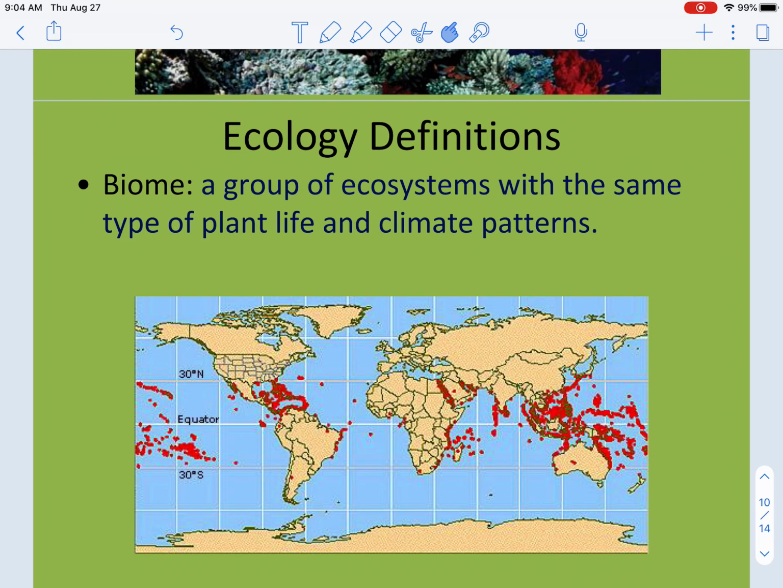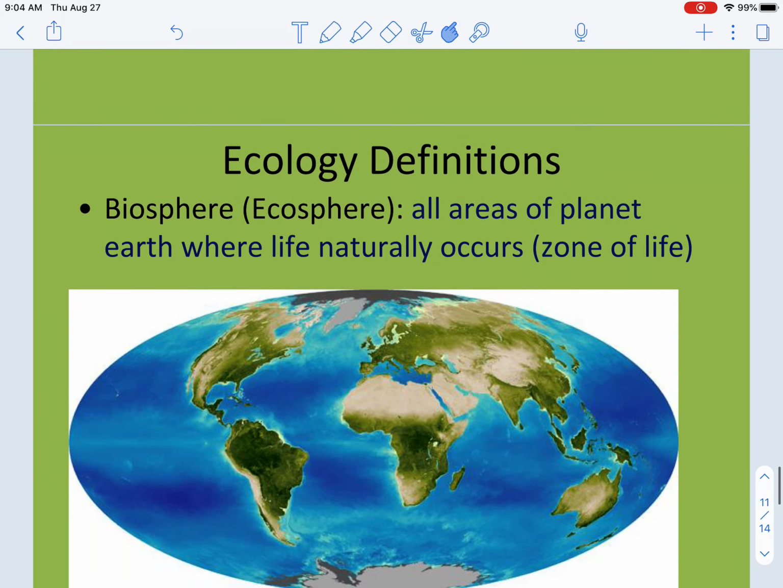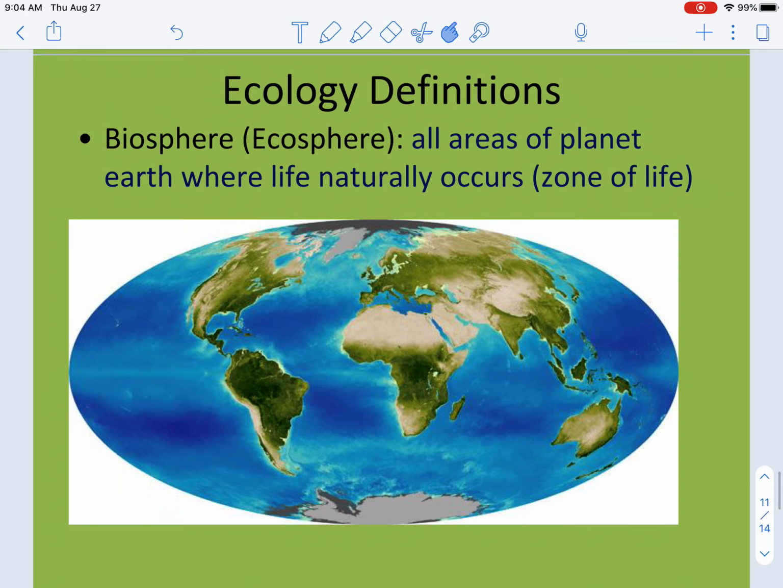So those are biomes. Lastly, we've got all areas of planet Earth where life happens, the zone of life, and that's the ecosphere or the biosphere. So if you think about those words, ecosphere, biosphere, they have that sphere. Sphere is a circle, okay, and so a sphere is the whole place on planet Earth where eco or bio things are living.